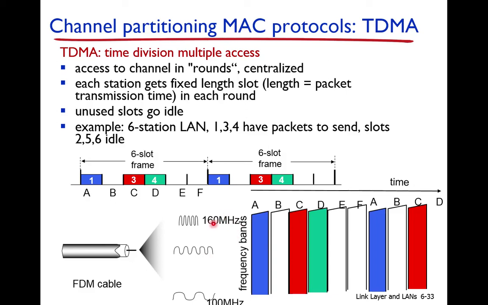It will be free. So it cannot be used by other nodes, C or D, that have data to send, because each node has its own slot, whether it uses it or not. So this is the example that we have used. This channel is used by the TDMA algorithm by nodes A, B, C, D, E, F.